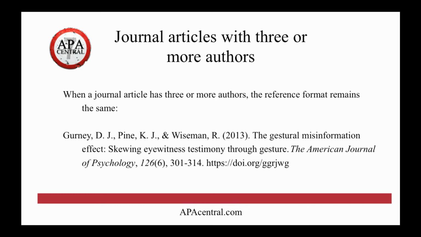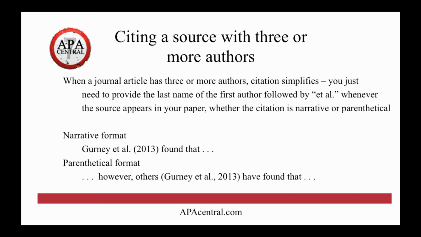What about if we have 3 or more authors? Again, the reference format remains the same. We list all of the authors, and then the year, and then the title, and then the journal name, etc. And in terms of citation, it actually simplifies. And this is if you have 3 or more, so you could have 20 authors. You just need to provide the last name of the first author followed by et al. whenever the source appears in your paper. Again, whether the citation's narrative or parenthetical. So Gurney et al. 2013 found that. However, others, Gurney et al. 2013, and so you can see that it's actually very simple to do.